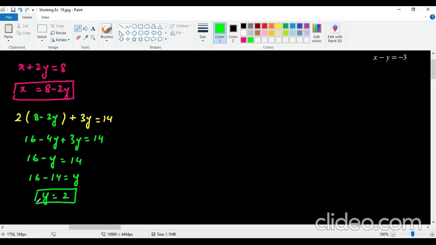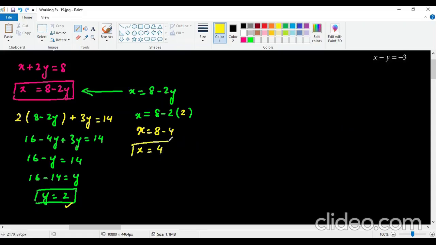Now we know the value of y is 2. x is equal to 8 minus 2y, as you can see from here. So instead of y, I will write the value of y. x is equal to 8 minus 2. The value of y is 2, which we have just found. That means x will be equal to 8 minus 4. That means x equals 4. So x is 4 and y is 2, which you can see in the answer over here.